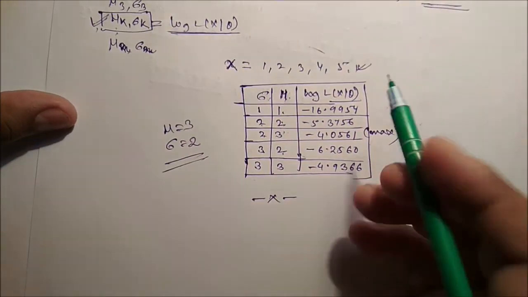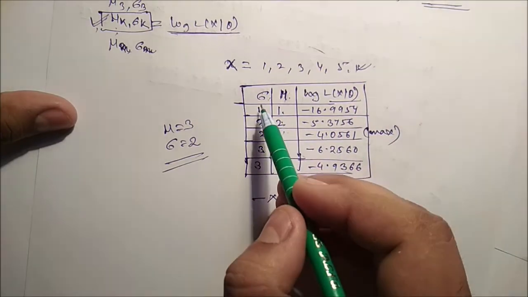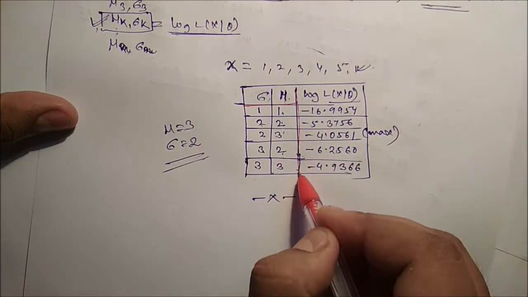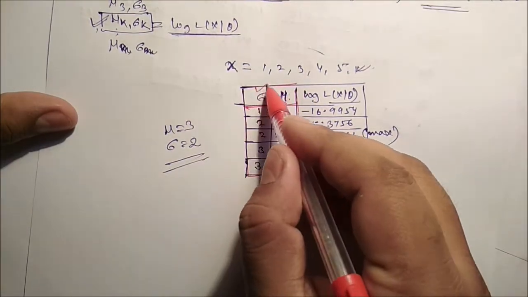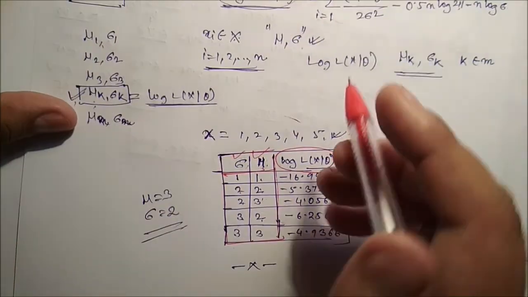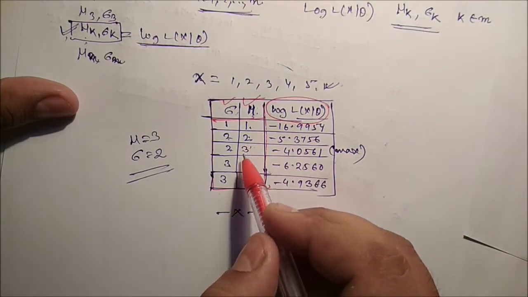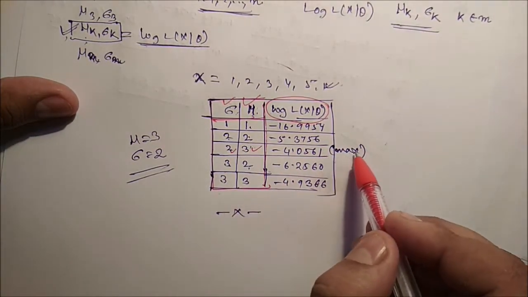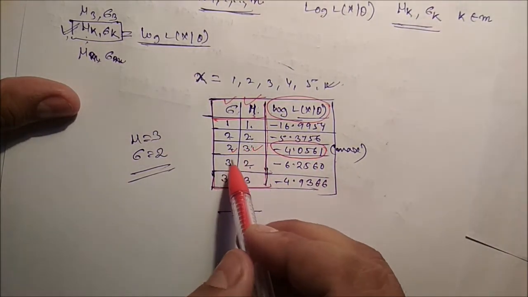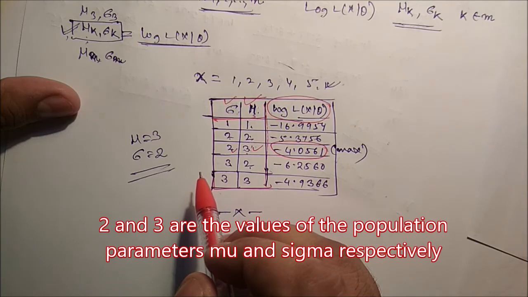As an example, this is the data for which we want to know the mean and standard deviation. We identified some sets of mu and sigma, the mean and standard deviation. For each set, we calculated log L(x, theta) using this equation, and these are the values. We saw that when mu is equal to 3 and sigma is equal to 2, the value is maximum. So we assume that 3 and 2 are the population parameters, where 3 is the mean and 2 is the standard deviation. That is the end of this video.